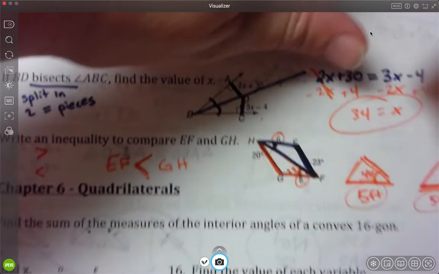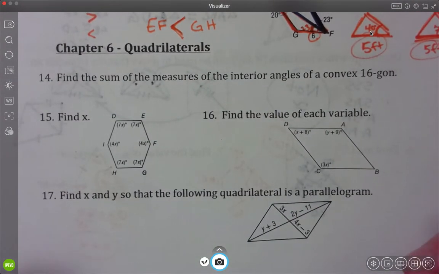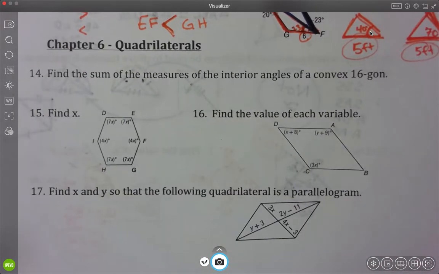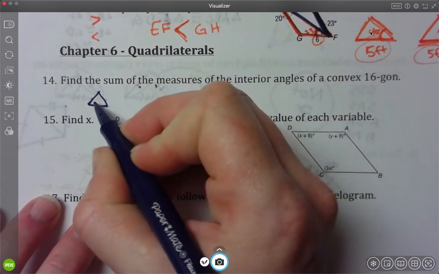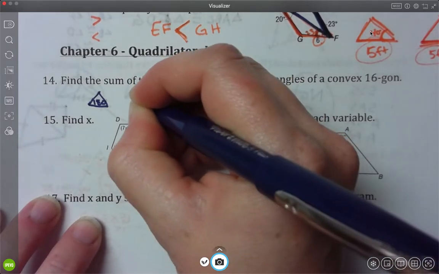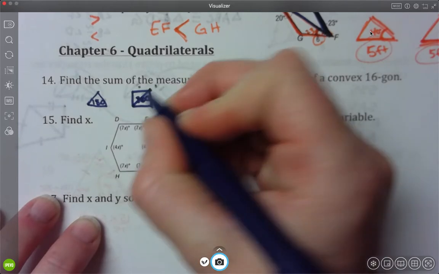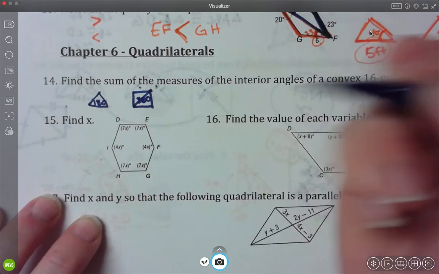All right, we'll do 4 more, and then we will stop and start again tomorrow. Number 14, find the sum of the measures of the interior angles of a convex 16-gon, okay? We know that a triangle has 180 degrees, okay? A rectangle will have 360 degrees, okay? And the reason for that is because a rectangle is 2 triangles, right? Because 180 plus another 180 is 360, okay?